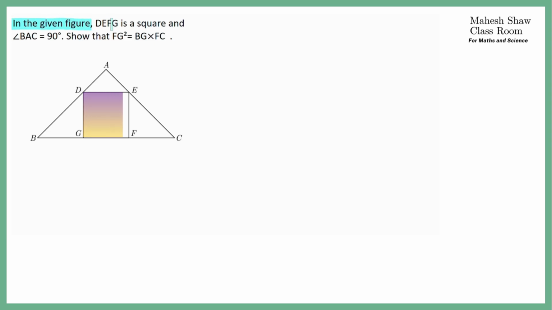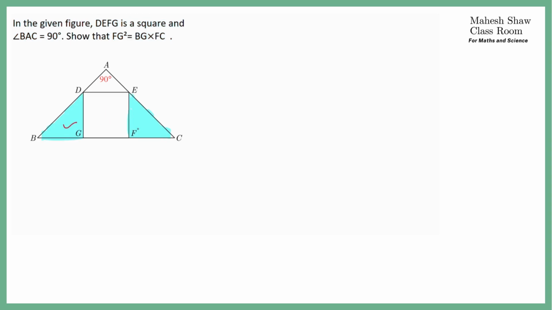In this question, it says in the given figure DEFG is a square. So we are given this as a square, and angle BAC is given as 90 degrees. So this angle is given as 90 degrees, this being a square. And what we need to show over here is that FG square is equal to BG into FC. FG square, that is square of this, is equal to this multiplied by this.